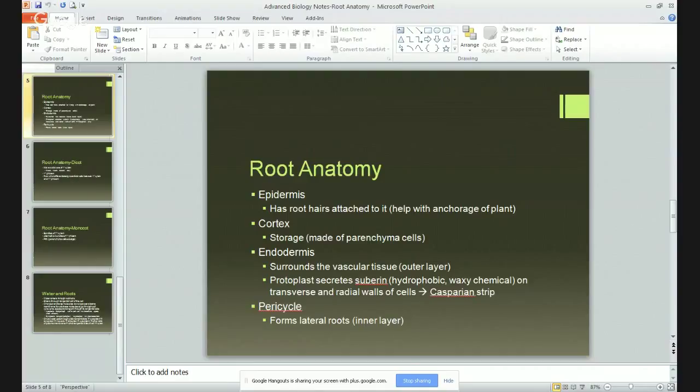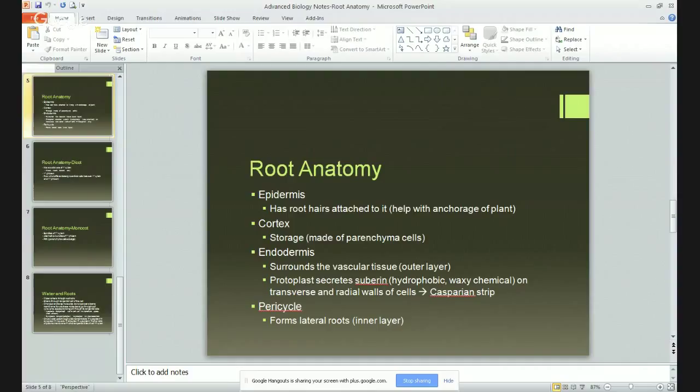Okay, so that's just going to create that suberin in there, and that's just called your Casparian strip. That's found in the endodermis. The picture below that set of three cubes is showing you that Casparian strip in terms of where it is in relation to the cortex and the epidermis. I hope I've drawn that well enough.